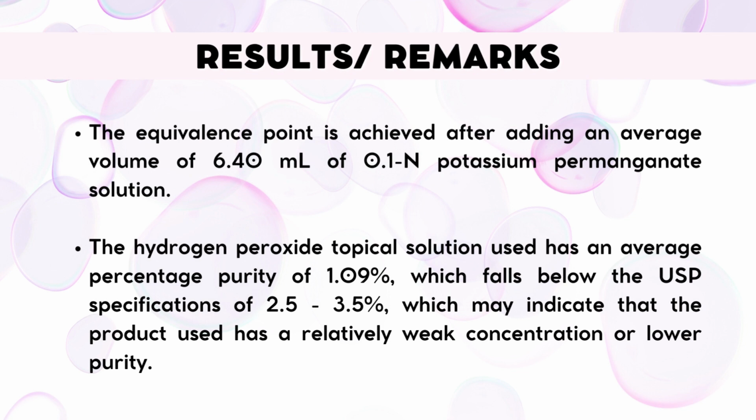According to the specifications set by the United States Pharmacopoeia, hydrogen peroxide used in topical solutions must have a percentage purity ranging from 2.5% to 3.5%. The average percentage purity of hydrogen peroxide topical solution in this experiment is 1.09%, which is lower than the said standard. This may indicate that the product used has a relatively weak concentration or purity.